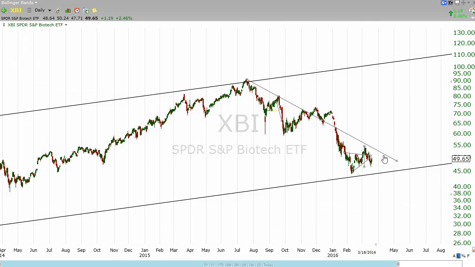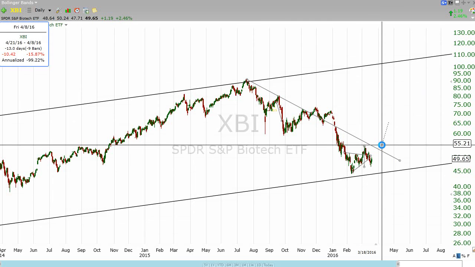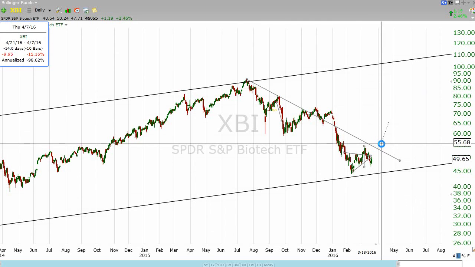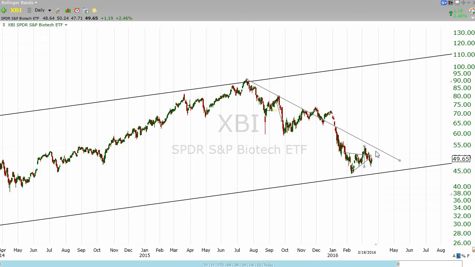Then we started to go back and forth here. What I'm looking for in XBI is if we can get over this line right here, and especially if we can get over 55 in this, then that'll put us over this line, and I think that may bode well for a recovery in the biotech sector at large.